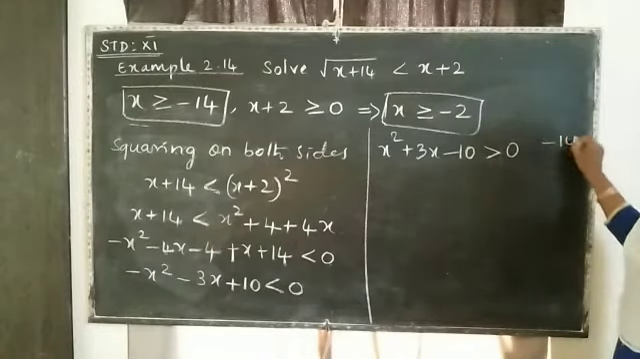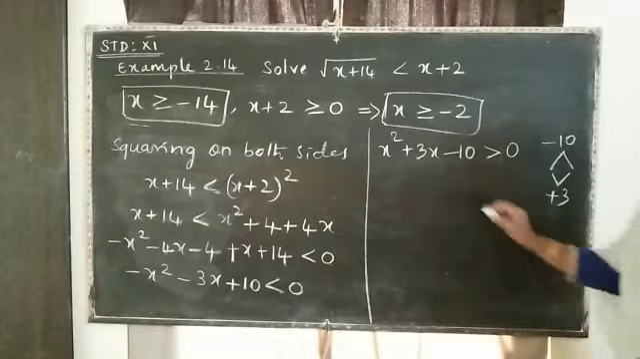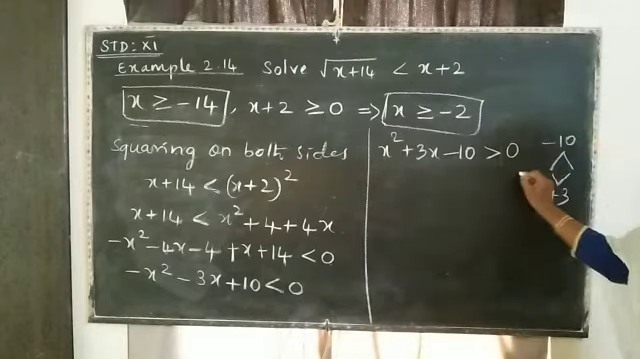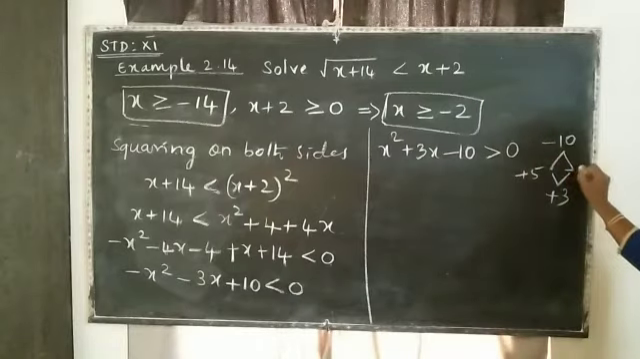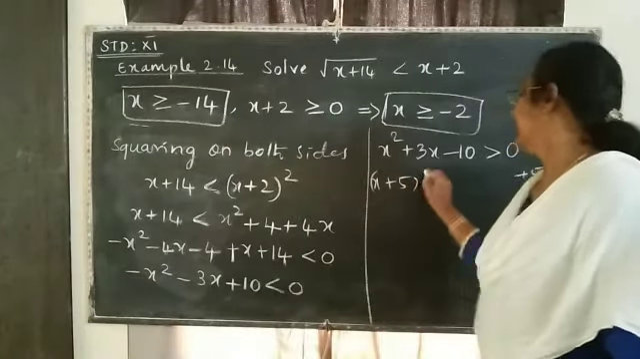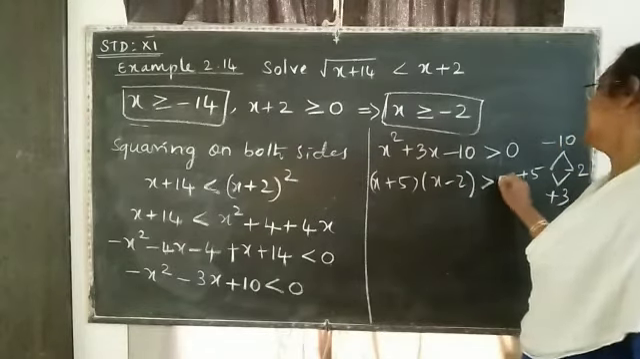Now you factorize minus 10. When I add, I will get plus 3. Okay, now look into this. What are the two values? Plus 5 and minus 2 if I factorize. Do you agree? Yes. So now (x plus 5) into (x minus 2) is greater than 0.